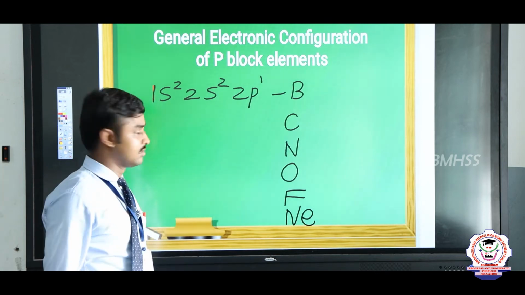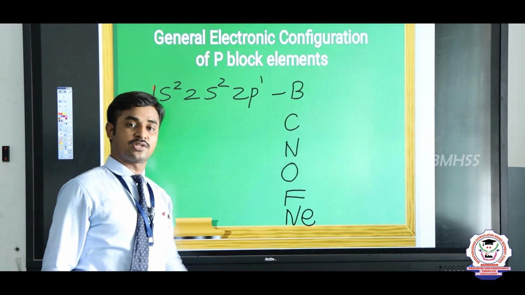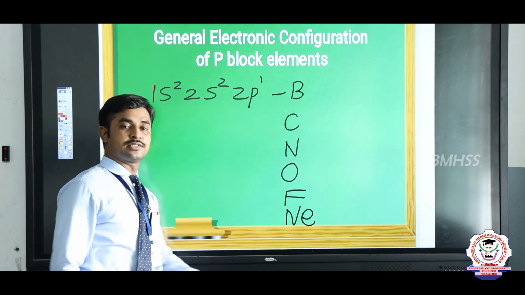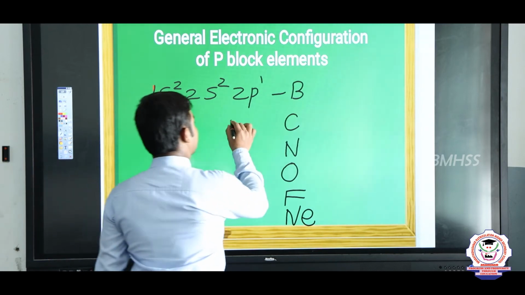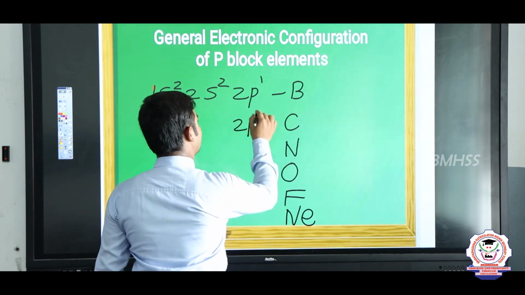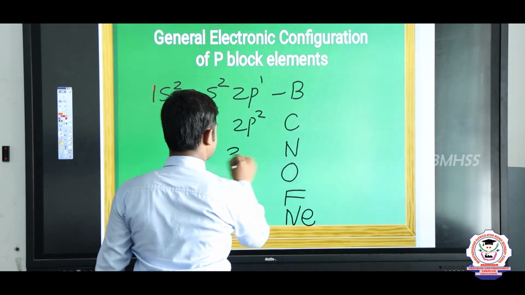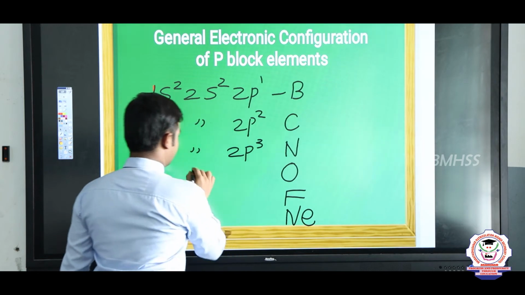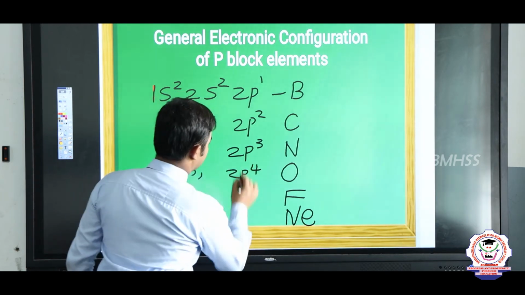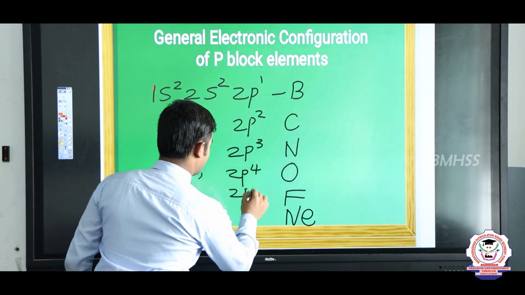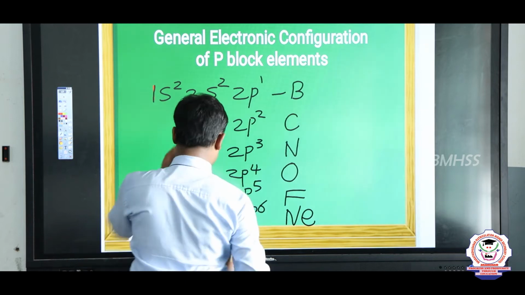Let us see, students, we need to change the electronic configuration by adding one electron extra, because these elements contain one atomic number extra itself. So, carbon has lastly 2p2, nitrogen has 2p3, oxygen has 2p4, and fluorine has 2p5. Finally, neon has 2p6.